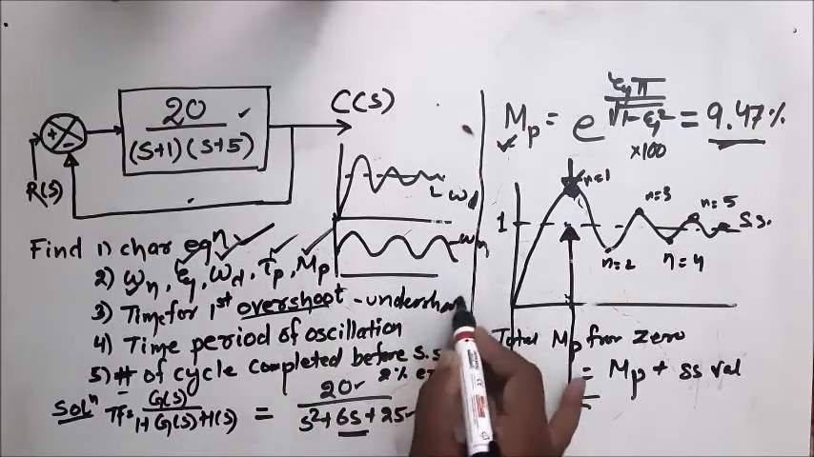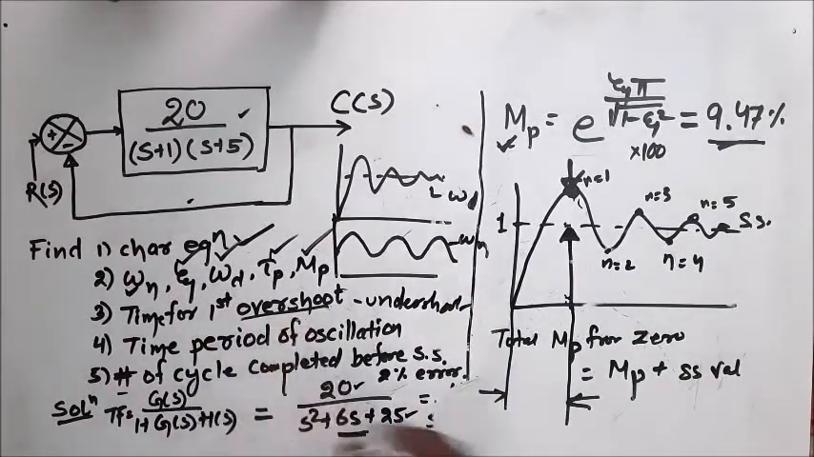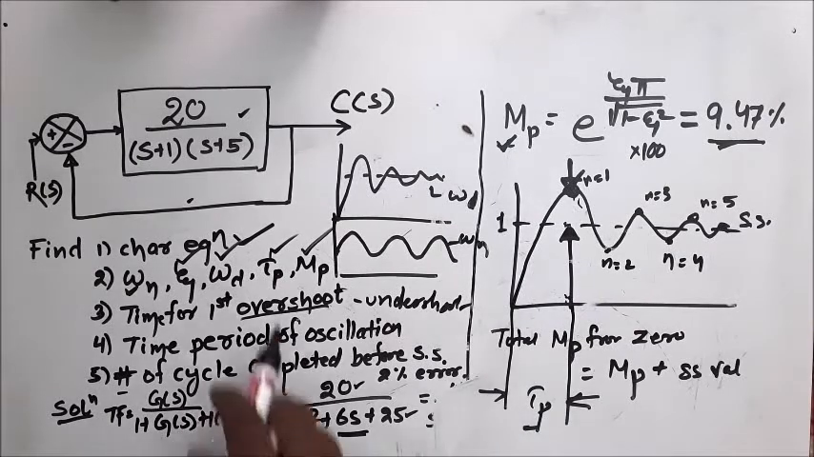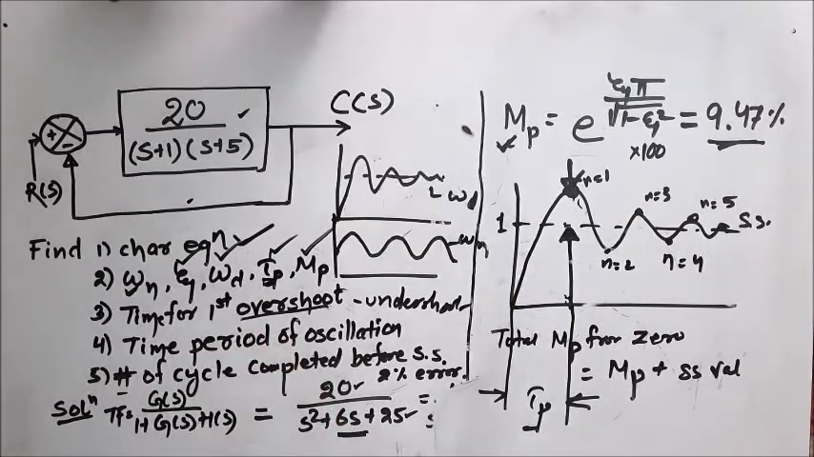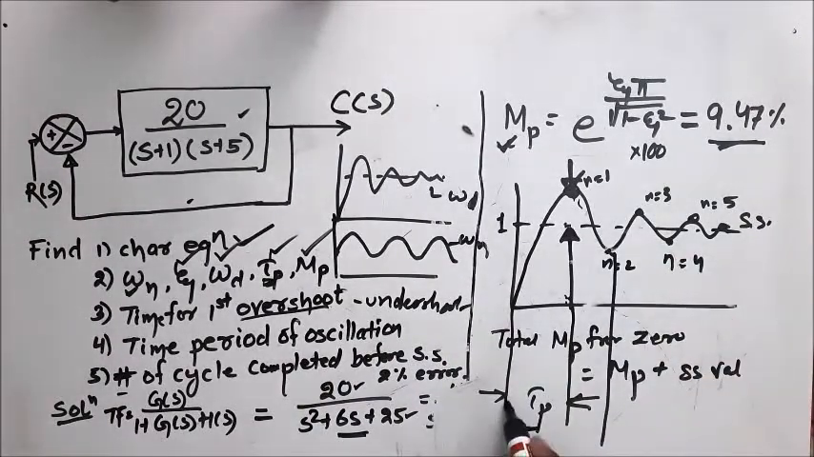Okay, anyway, if they ask for time for first overshoot, this is nothing but tau p. We have already found this, a value of 0.7 something. Now they ask for time for first undershoot. So this value, starting from 0 up to this. So what is the formula?